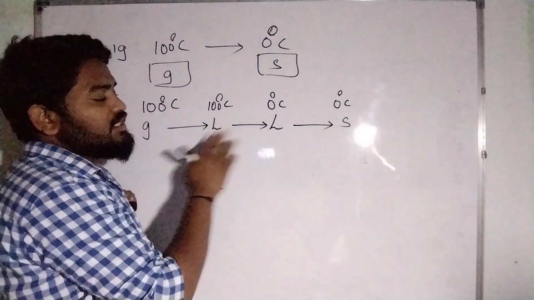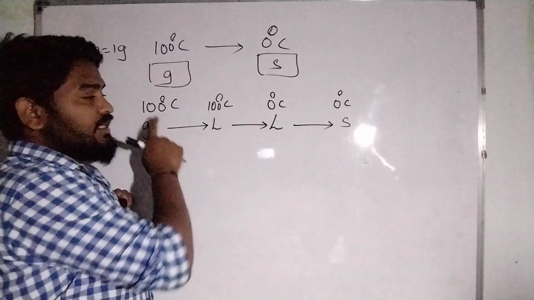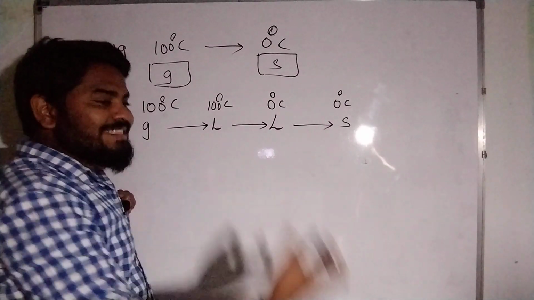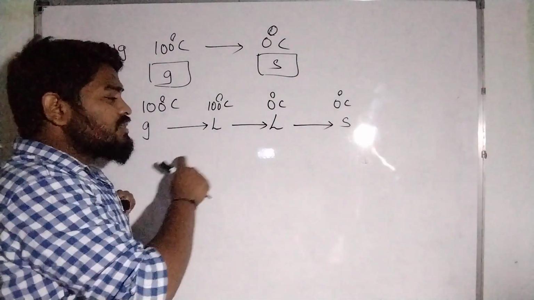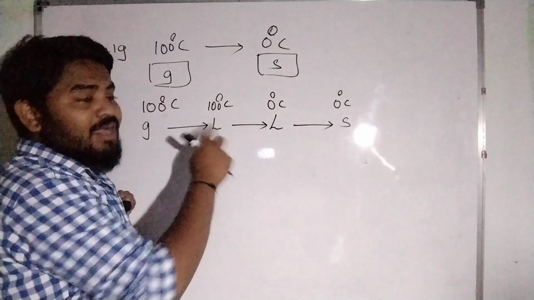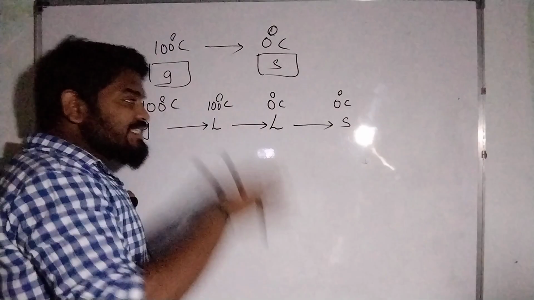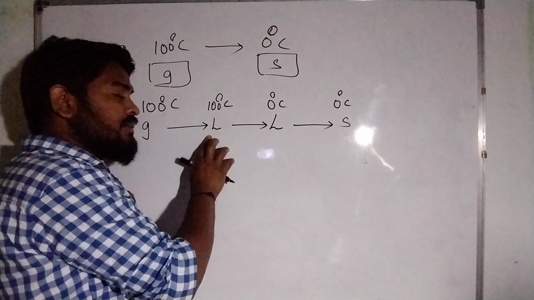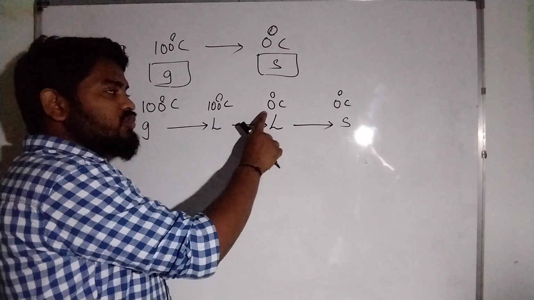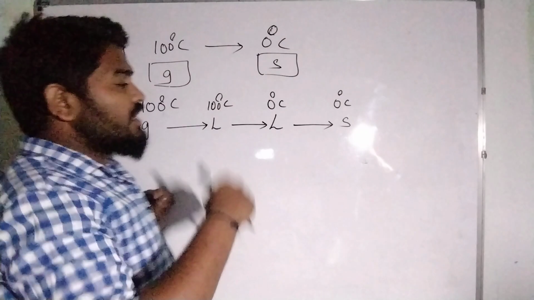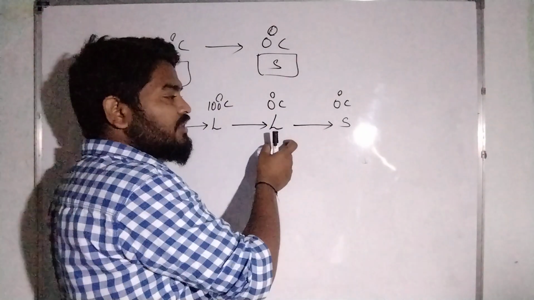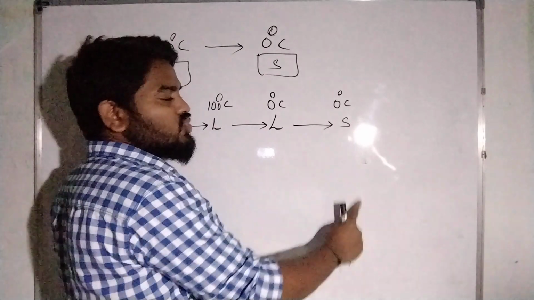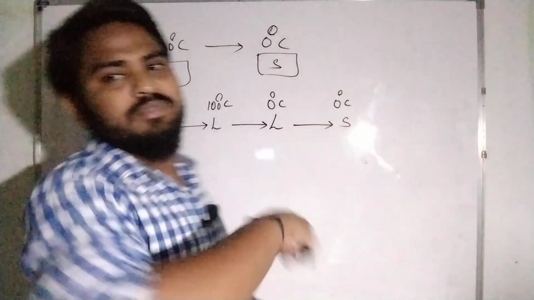So 100 degrees Celsius gaseous state will not convert directly into solid state. There are three stages. In the first stage, the temperature is constant, but while releasing energy the gas converts into liquid. In the second stage, while releasing energy, the state stays the same, but the liquid temperature decreases to 0 degrees Celsius. In the third stage, the liquid at constant temperature converts into solid. This is the process.